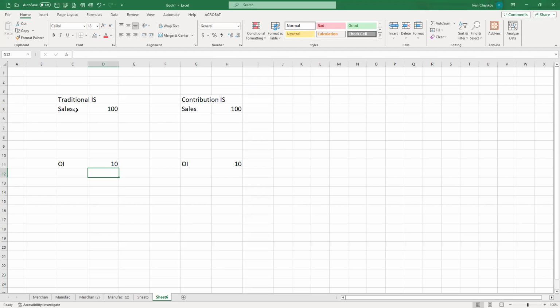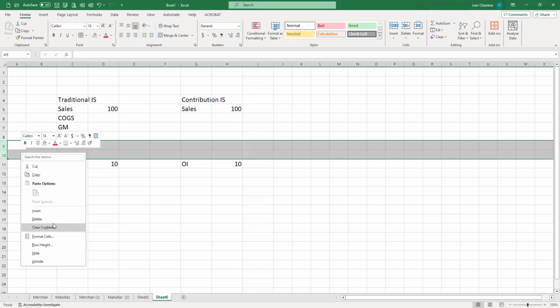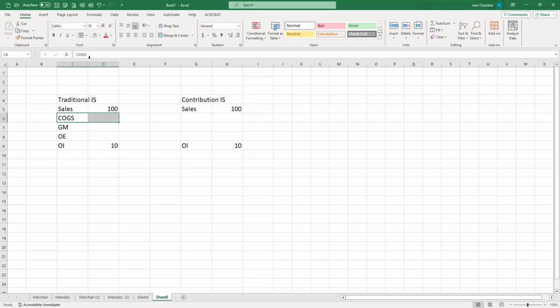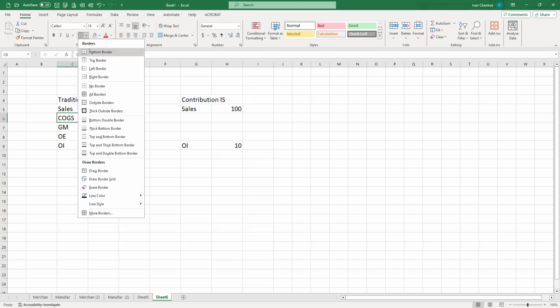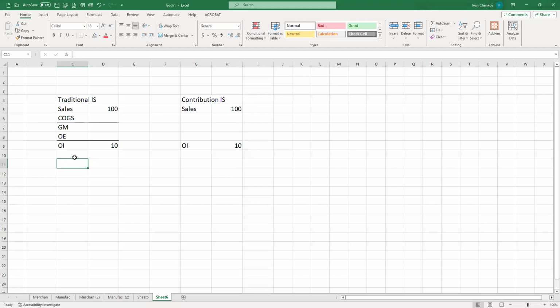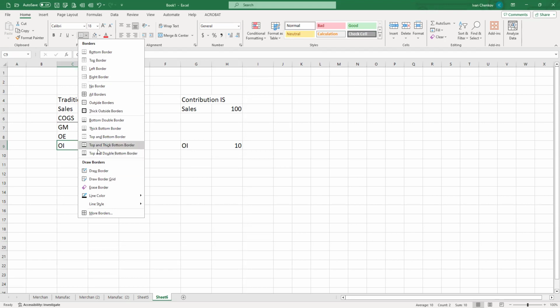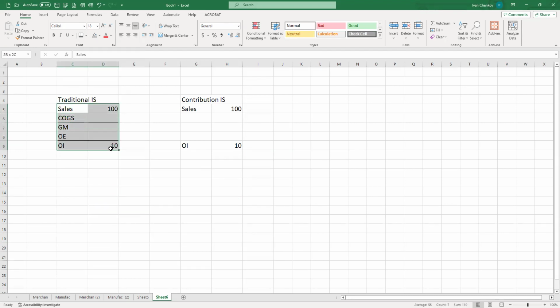What will be different? How are we going to see the costs? In the traditional income statement, we have cost of goods sold, then we have gross margin, then we're going to have operating expenses, and after that, we're going to have this operating income. That will be our first calculation here, gross margin, second calculation, operating expenses, and the last one is our operating income, and we're done. I can get this format now, paste it here, and what will be different in the contribution income statement then?